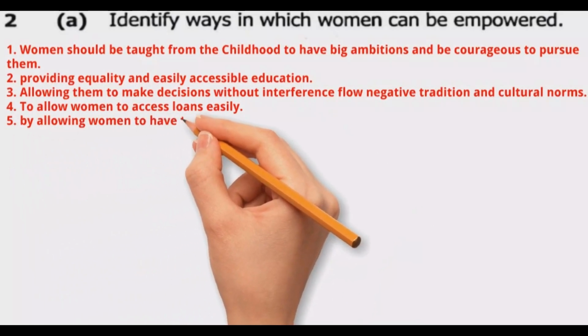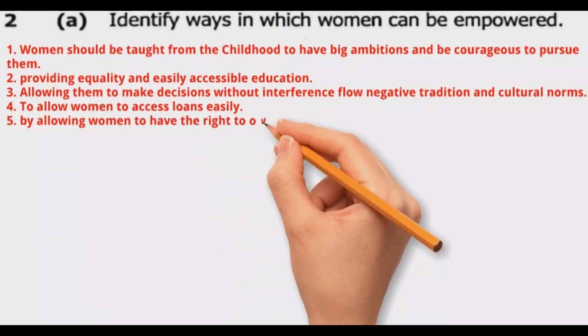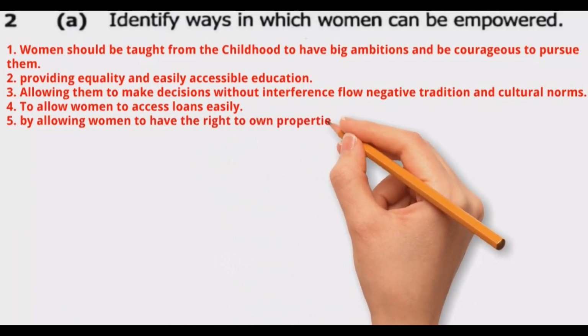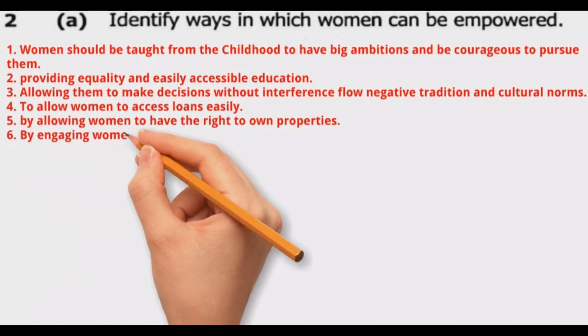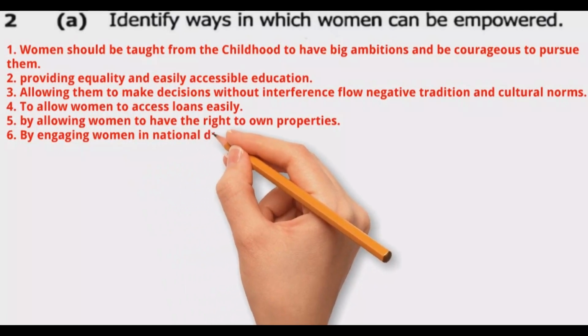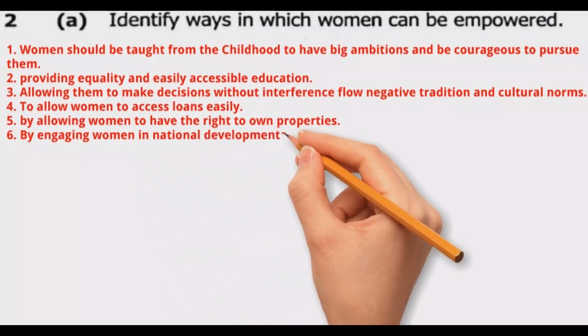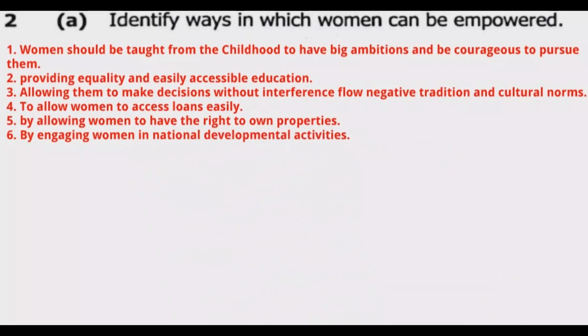Number 5 is to have the right to own properties. Number 6, women should be engaged in national developmental activities. Okay, those are the 6 points we have come up with.